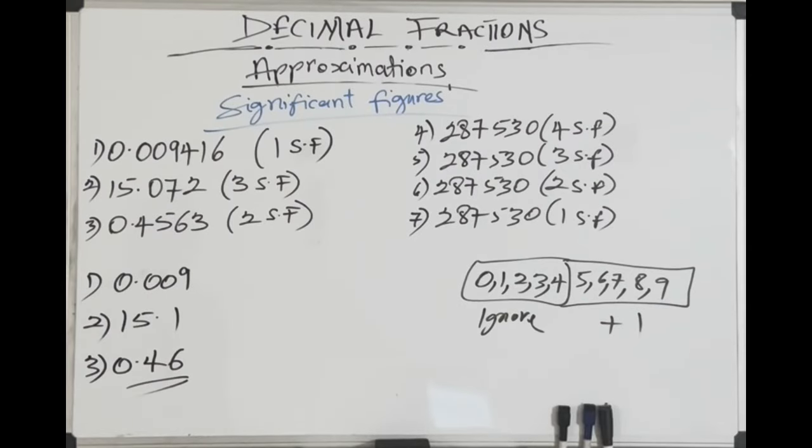Sometimes you just have to fill some places with zeros to keep the place value of each figure. Okay, all right. So let's look at this example, and then you'll understand what I mean.